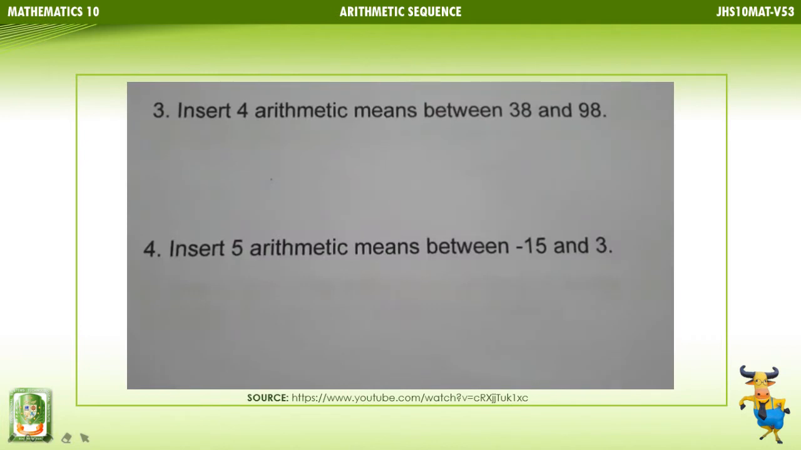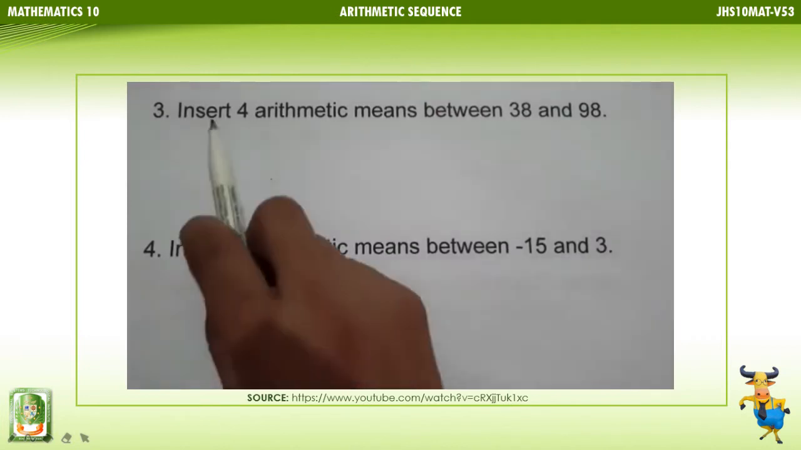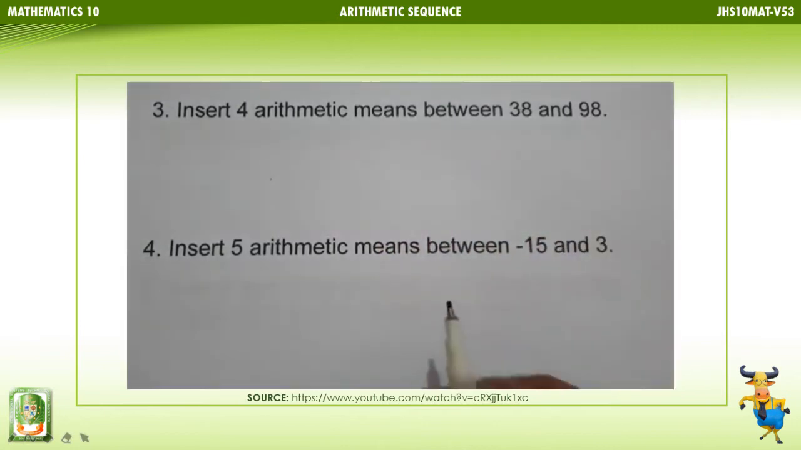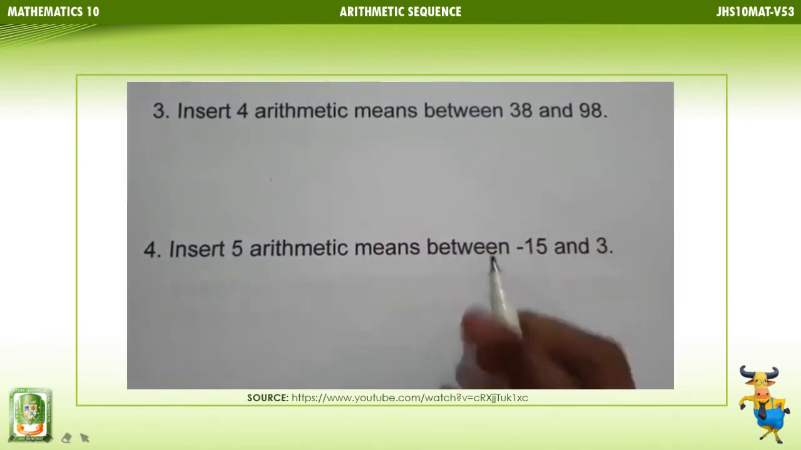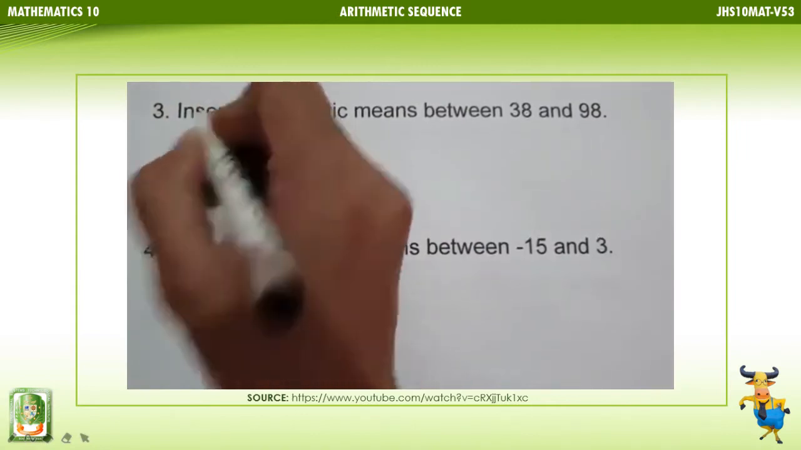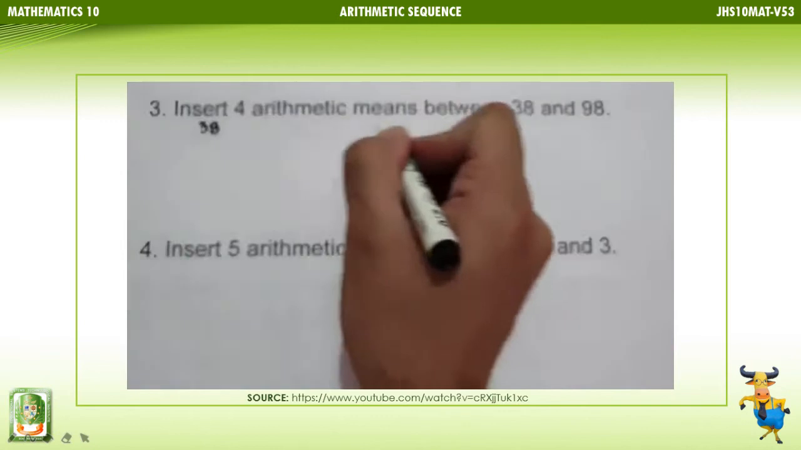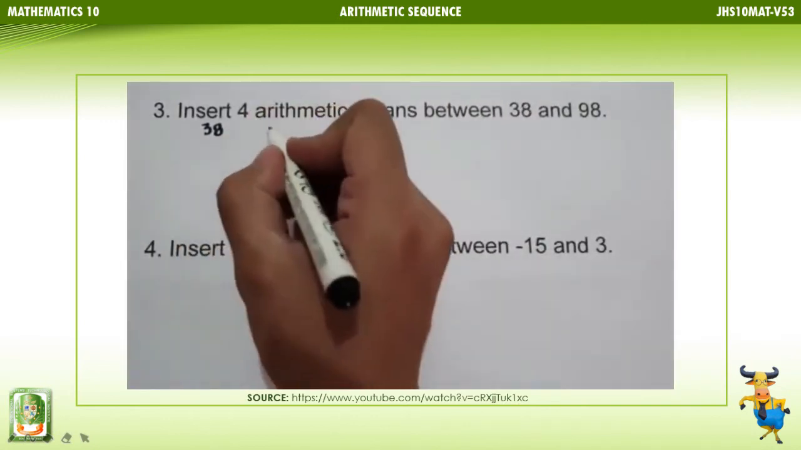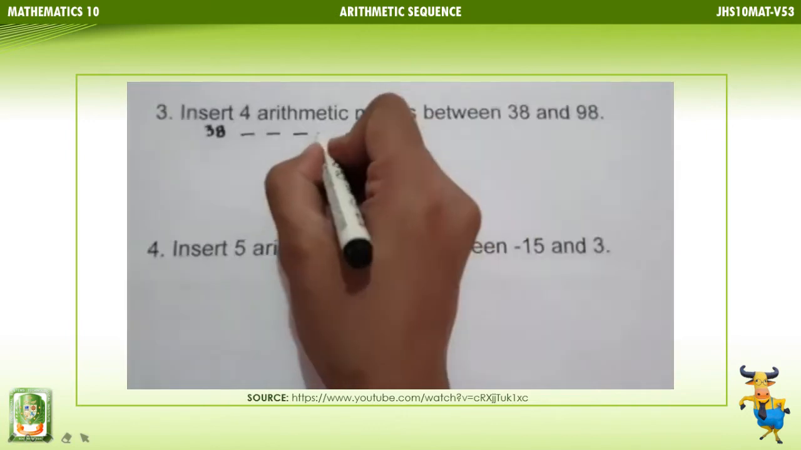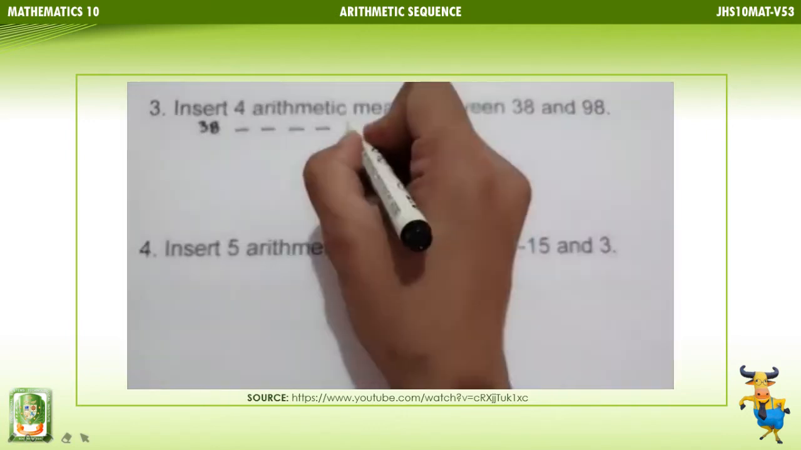Let's have another example. On number 3, insert 4 arithmetic means between 38 and 98. First, let us write the given. We have 38 and we are going to insert 4 arithmetic means. That means we are going to insert 4 numbers: 1, 2, 3, 4. And then we have 98.